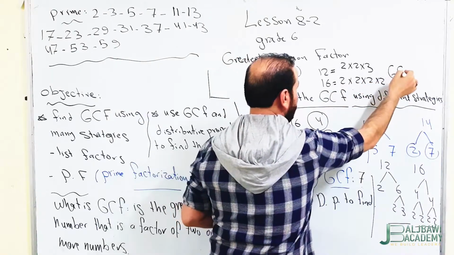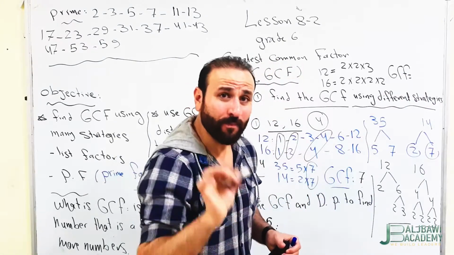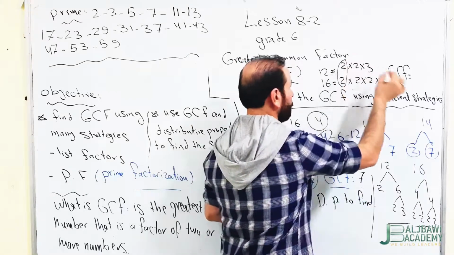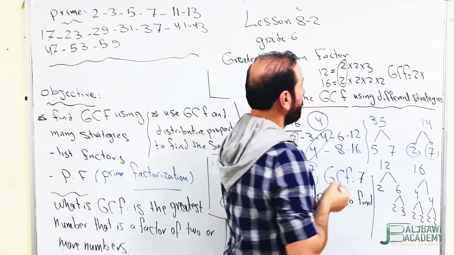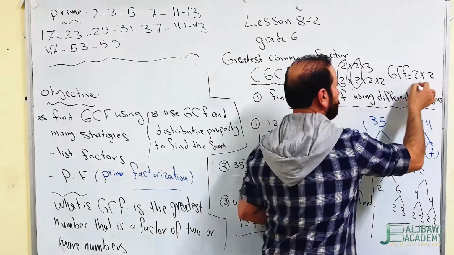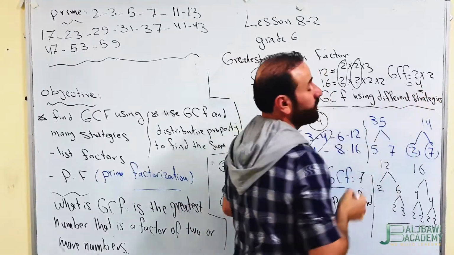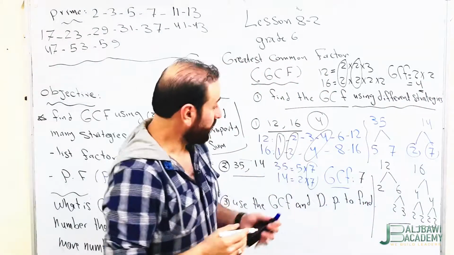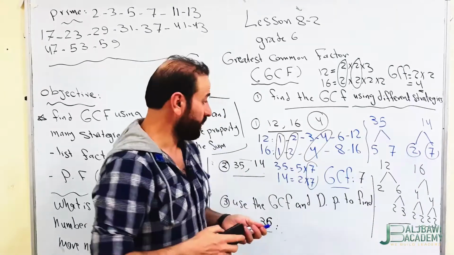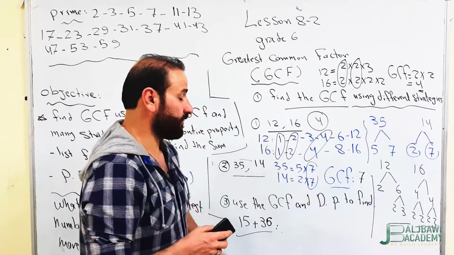Now the GCF equals, I multiply the common prime factors. Do they have common prime factors? Yes, they have the 2. Do they have another? Yes, they have another 2 in common. 2 times 2, 3 is not common, equals 4. Here, in listing the factors, I get 4 also. So these two ways we can find the GCF.